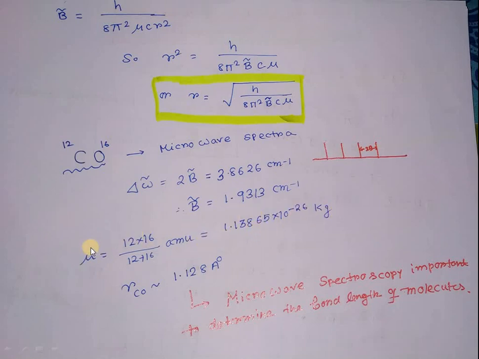If you put this value of mu and the B bar value you have already calculated from the spectrum into this equation, you will finally obtain the bond length of the carbon monoxide molecule, which is equal to 1.128 angstrom. So you can see that microwave spectroscopy is a very important tool to determine the bond length of different diatomic molecules. So that's all from this lecture.